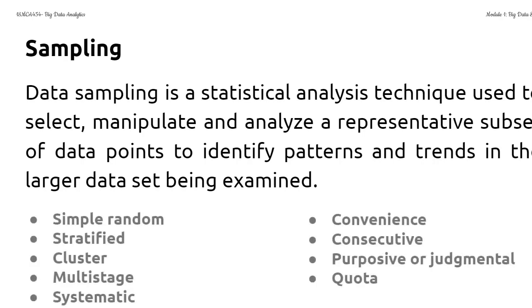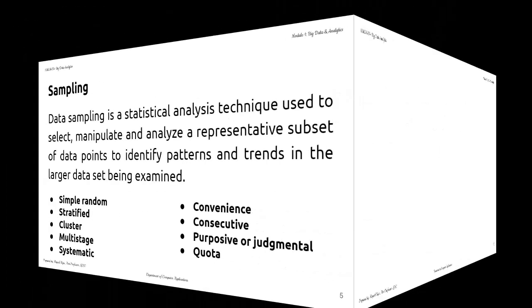So there are different sampling methods available. There are simple random sampling, stratified sampling, cluster sampling, multi-stage sampling, systematic sampling, convenient sampling, consecutive sampling, purposive or judgmental sampling, or quota sampling. These are the different types of sampling methods, which we'll see in the coming sessions.